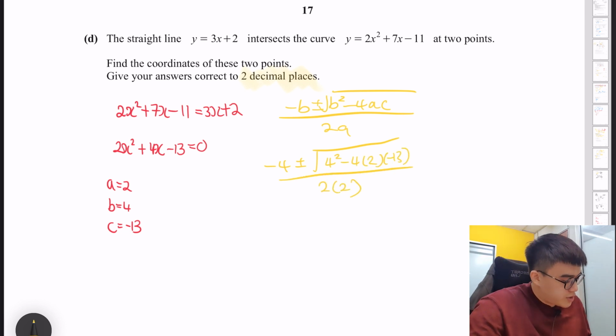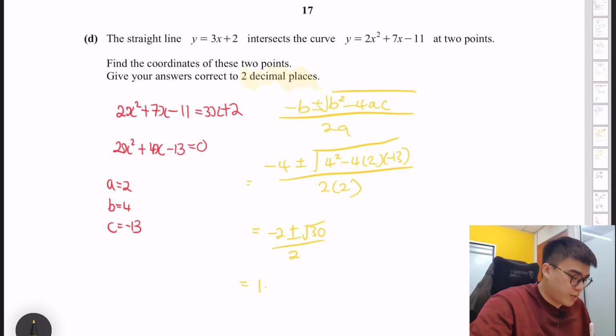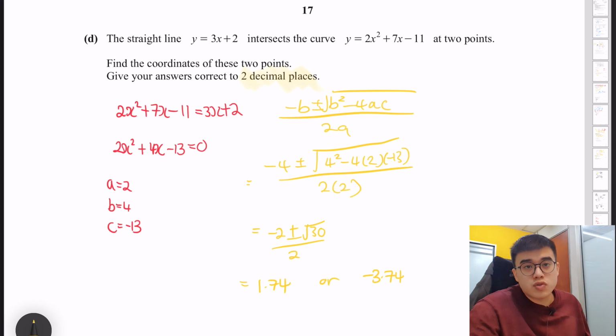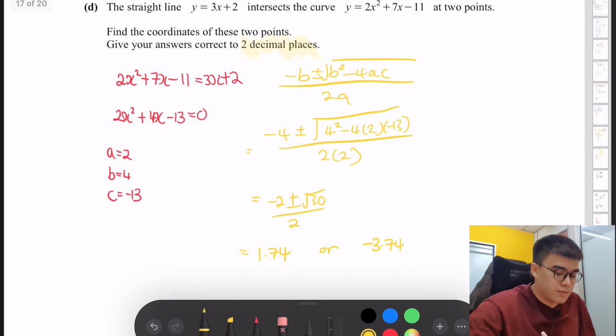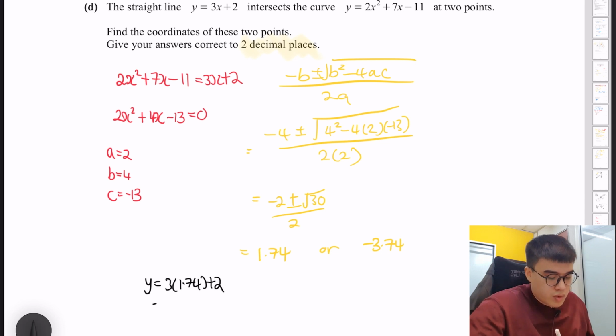You should have your answer as 1.74 or negative 3.74. Okay, with these two values, please remember they are looking for the 2 points. If you stop here, you will lose the marks. Please remember to finish up your calculation by taking y equals 3 times 1.74 plus 2. So you are required to calculate them.